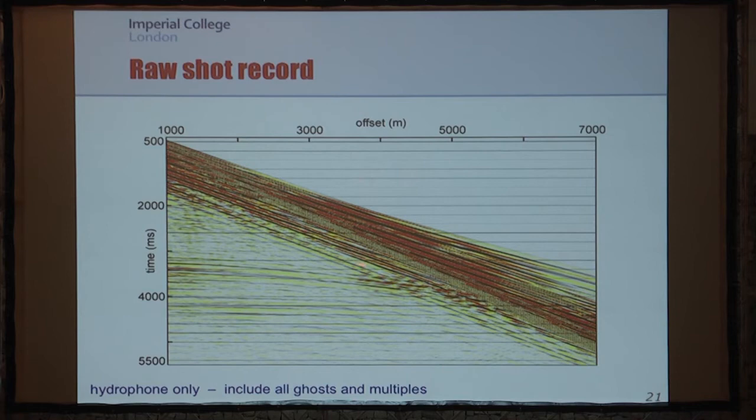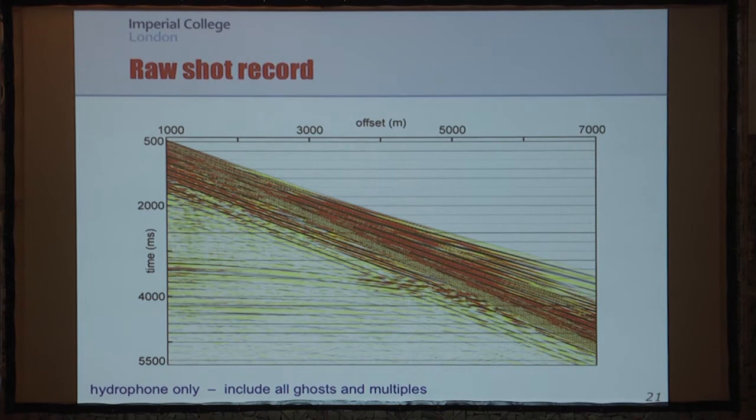And in conventional processing, this is a multiple as well down here. So in conventional processing, you try and get rid of the multiples. You try and take the multiples and ghosts out of the data. But we don't do that in full waveform inversion. We leave everything in there, and we try and model it. So we try to model the multiples, try and model the ghosts, try and model everything, and use that to help us to get the velocity model.